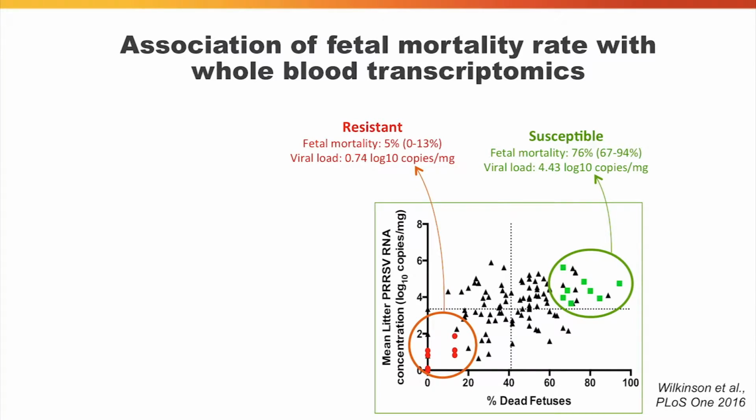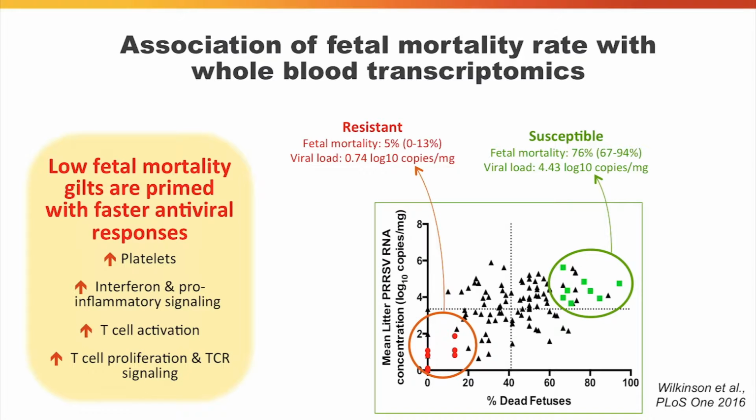And in this chart, I'm showing what we're measuring in blood. And to do this is a very expensive technique, so you can only use a very small number of animals. We measured the transcriptome and compared it in the groups of susceptible animals in green to the number of resistant animals in red. The susceptible animals in green had a 76% fetal mortality rate and levels of virus in thymus above 4.4 log, where the resistant animals had less than a 5% mortality rate and lower levels of virus in fetal thymus.